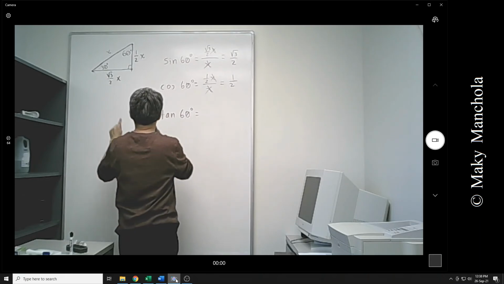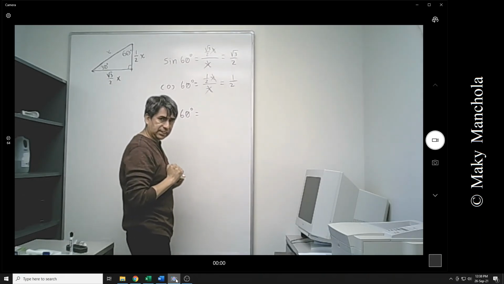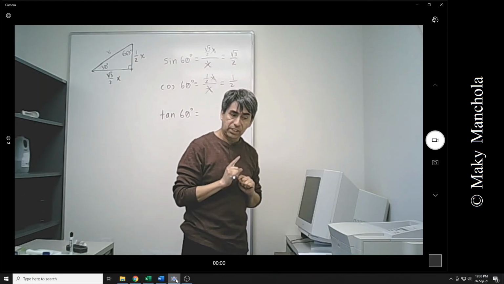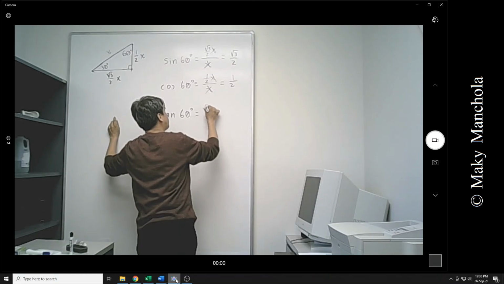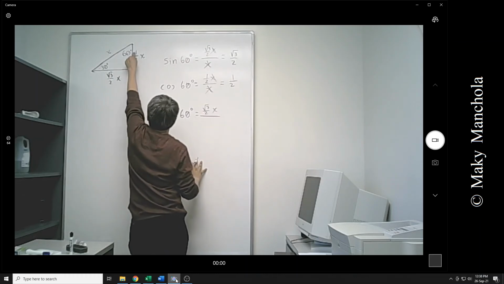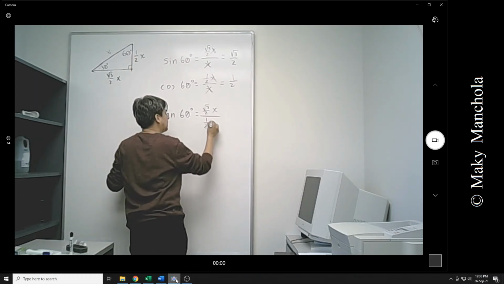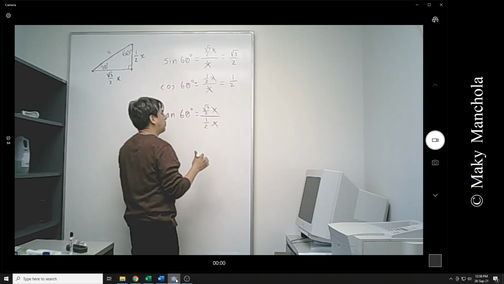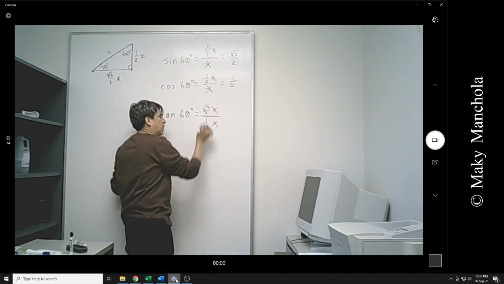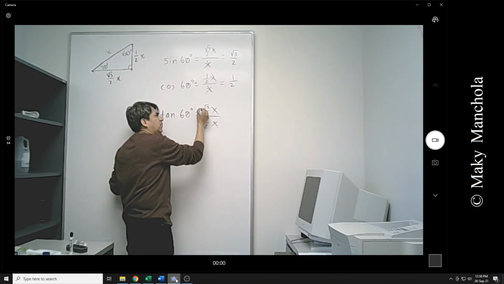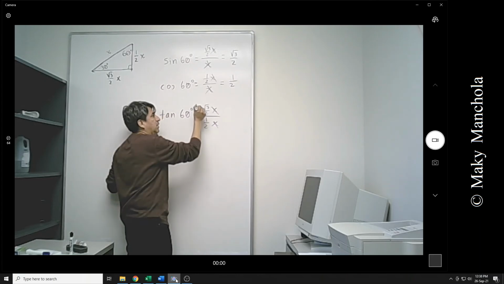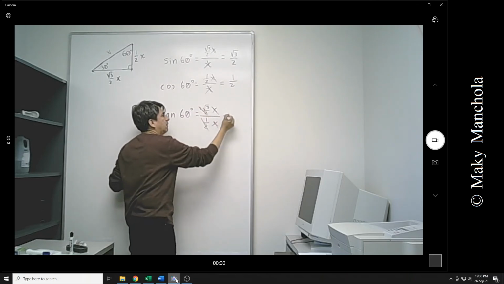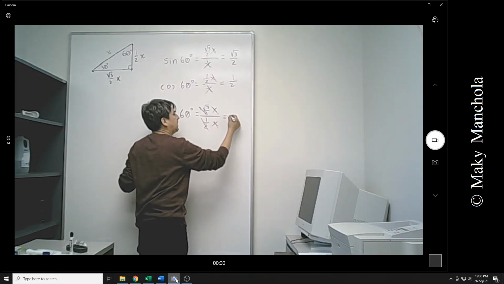And finally, the tangent of 60 degrees is the opposite over the adjacent to 60 degrees. In this case, the opposite is the square root of 3 over 2 times x over the adjacent, which is 1/2 times x. The x's cancel, so we end up with the square root of 3 over 2 divided by 1/2. Now observe that we can view this as 1/2 times the square root of 3. So I can actually cancel out the 1/2, and I find that the tangent of 60 degrees is simply the square root of 3.